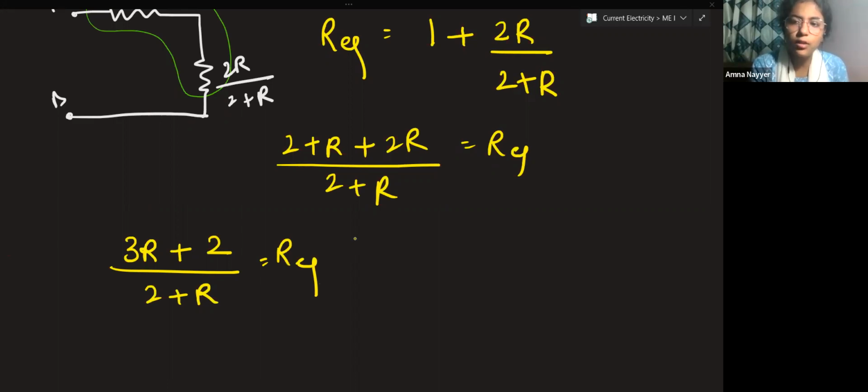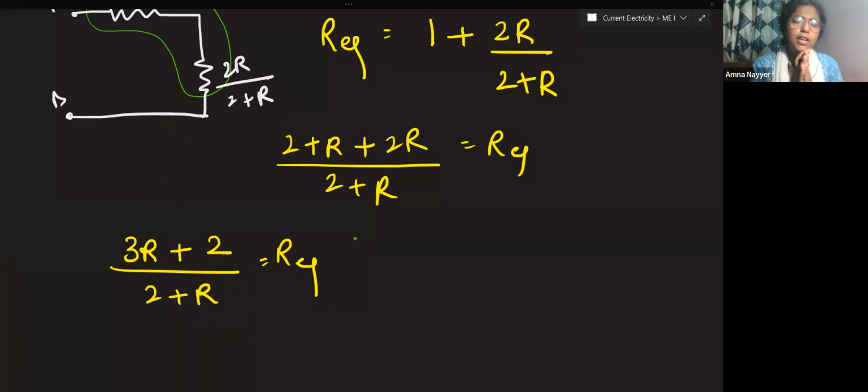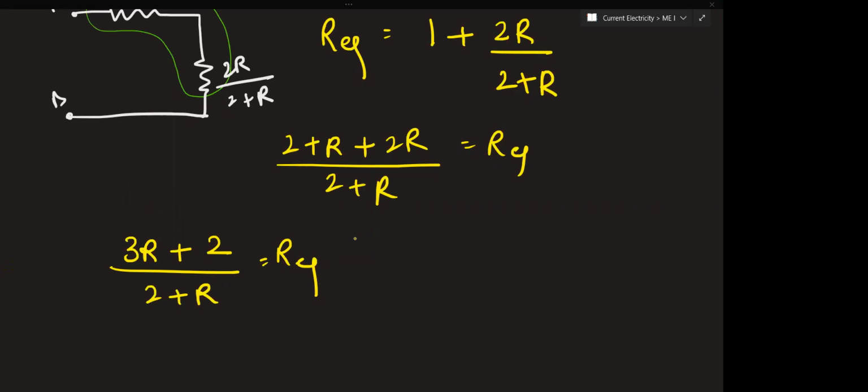What should I write instead of this R equivalent? Anyone from the class? I have told you. Yes, Asta, try once. Infinity. No, we have reduced that circuit and we have assumed it something. What did we assume it? R. R. Now you've got it.